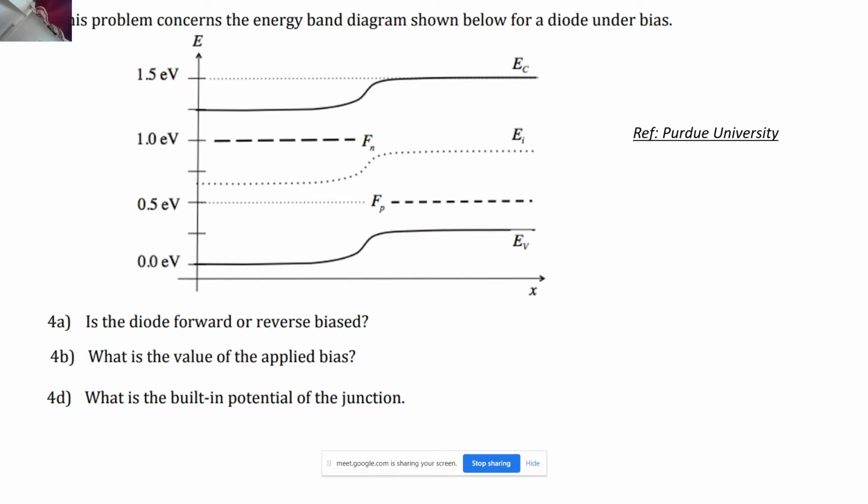So now we will move to the next question. Again I will need help from you guys. This problem concerns the energy band diagram shown below for a diode under bias, correct? So now again please help me whether this diode is biased at all, whether it is forward biased or reverse biased. See, I just need an approach, I don't need a direct answer. If any one of you can help, then it will be helpful.